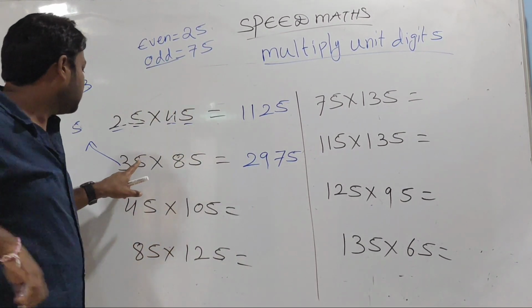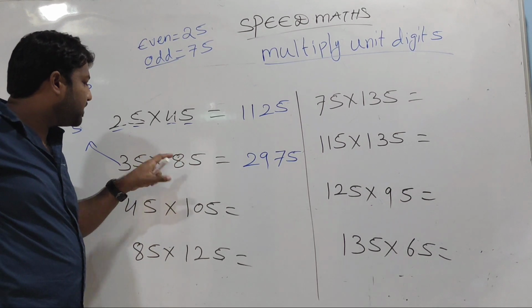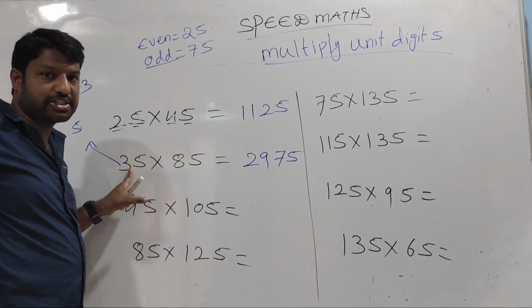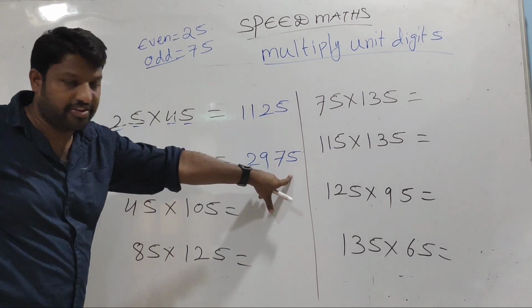So what I did here: 5 is there. Next, I checked these two numbers, 8 and 3. I added these two numbers. 8 plus 3 is 11. 11 is an odd number. So I wrote 75 here.